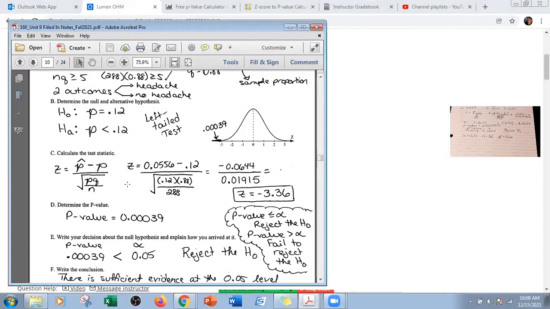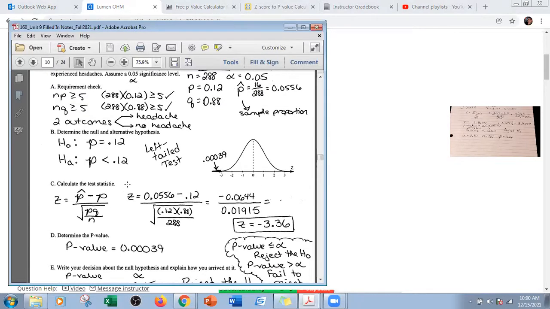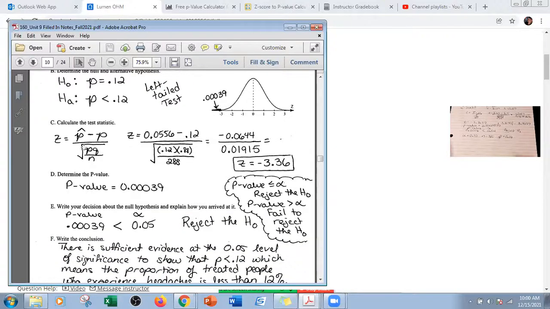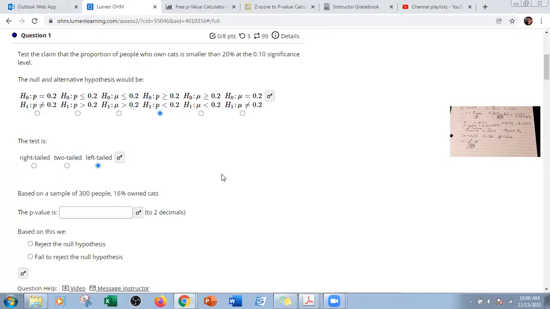So we want to calculate the test statistic. Go through this process as you work through your homework. So Z is equal to P hat minus P divided by the square root of P times Q divided by N. As a reminder, P is 0.2. If P is 0.2, what's the value of Q? 0.8. Yeah, 0.8, good. 0.8, because combined together, it's equal to 1.